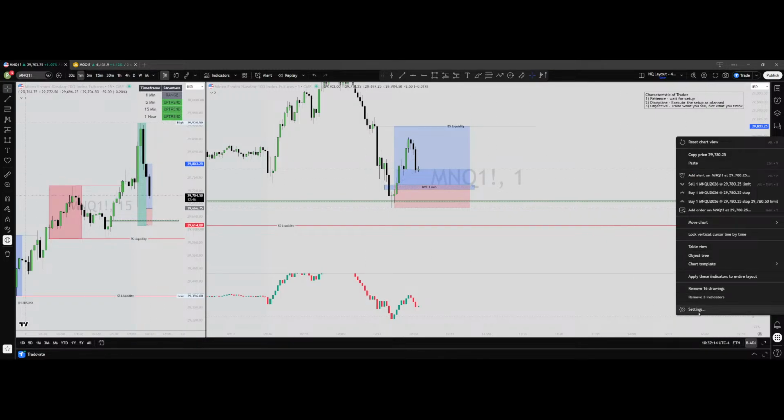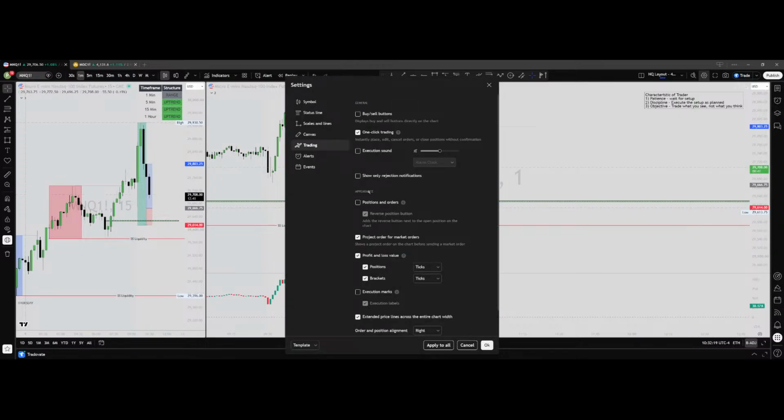Okay, let me adjust one of the settings.